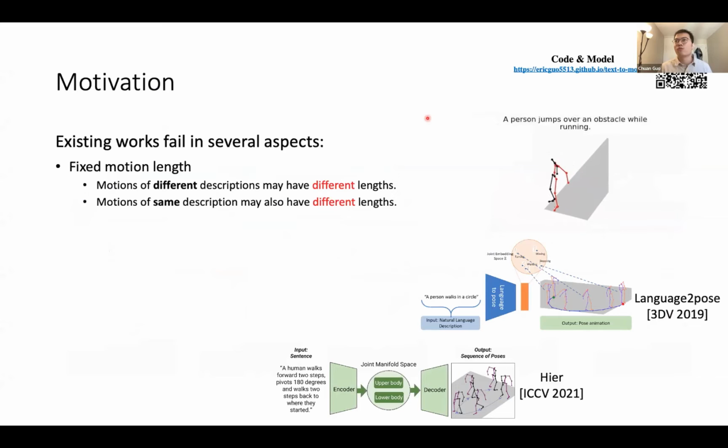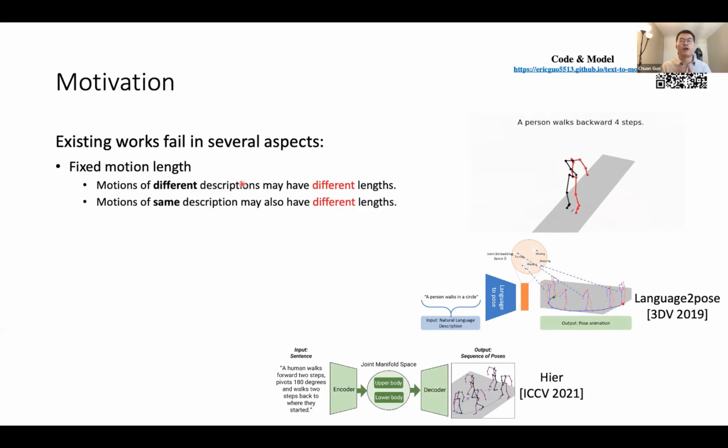There are a few existing works that approached this problem before, for example Language2Pose in 2019, but most of them fail in several aspects. The first one is that they use a fixed motion length. Whatever text description you give, they just generate motions with like 100 frames or 200 frames, because in sequence modeling it's sometimes hard to model sequences with variable lengths. But motions should have different lengths given different descriptions, or even given the same description they could possibly have different lengths, right?